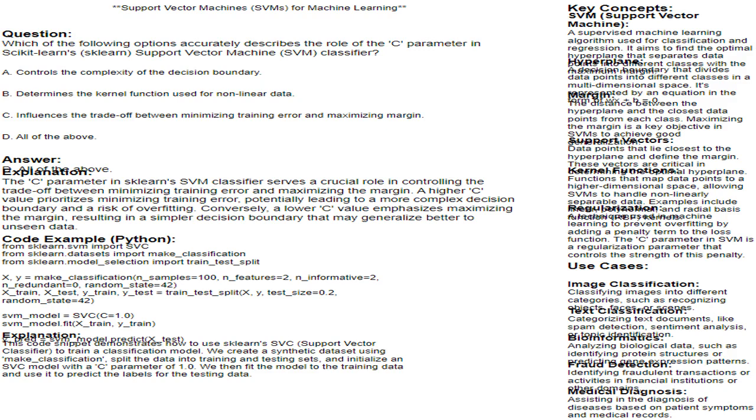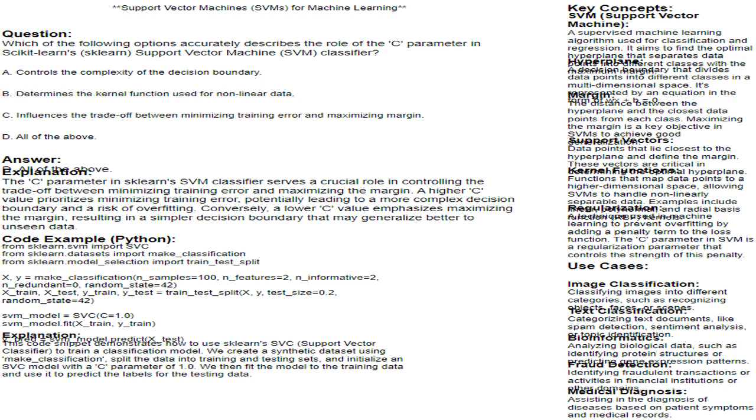Functions that map data points to a higher dimensional space, allowing SVMs to handle nonlinearly separable data. Examples include linear, polynomial, and radial basis function (RBF) kernels. Imagine a dataset where data points cannot be separated linearly by a hyperplane. By applying a polynomial kernel, the data is transformed into a higher dimensional space where a linear hyperplane can effectively separate the classes.